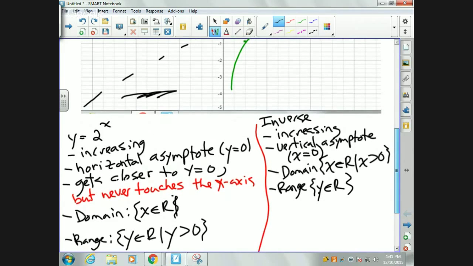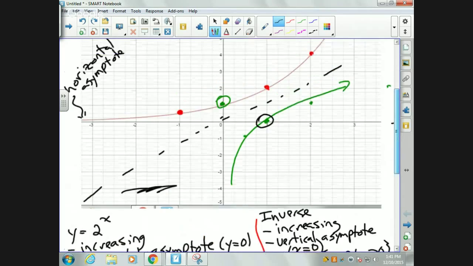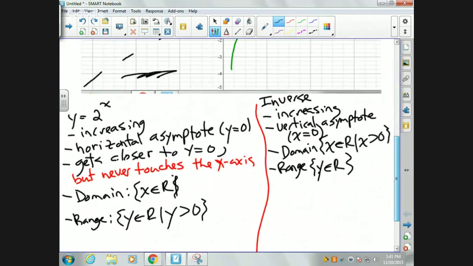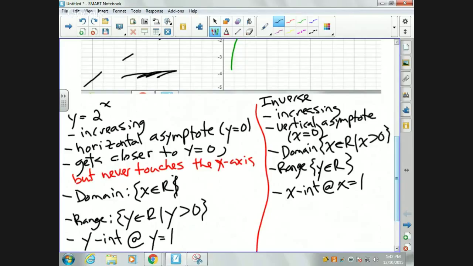So we've got the range here. Y is an element of the reals. Anything else? Yeah, let's talk about that. So it has an x-intercept at 1, right? And this one over here had a y-intercept of 1. Obviously, we did the sort of swapping of the x and y values, so our x-intercept becomes our y-intercept, and so on.